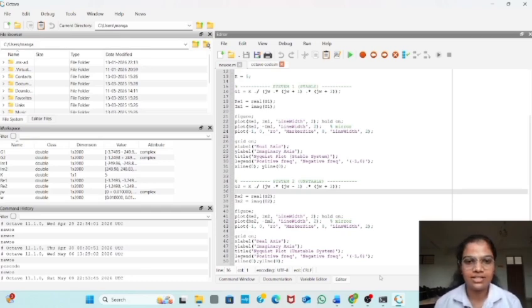Next one is xline of 0, yline of 0. This command draws the horizontal and vertical axes to improve the graph readability.